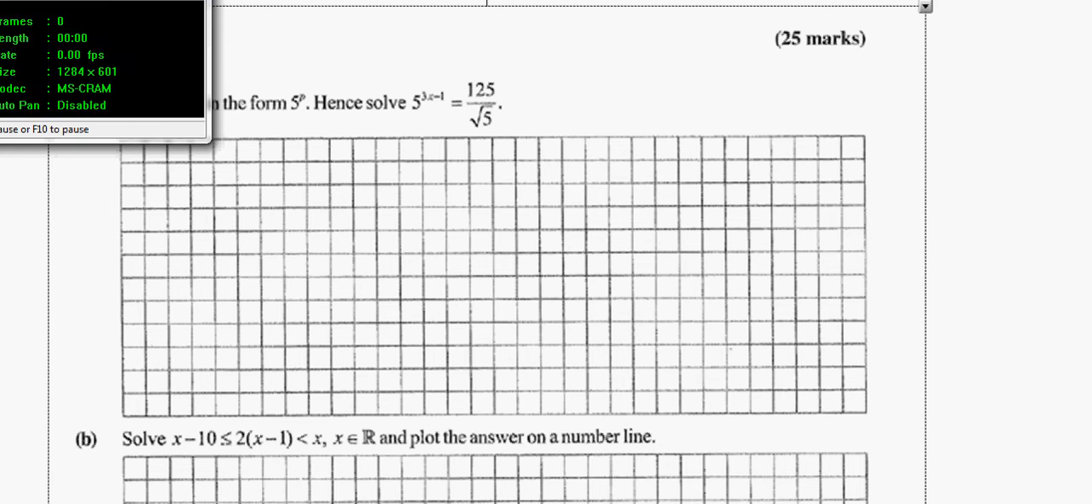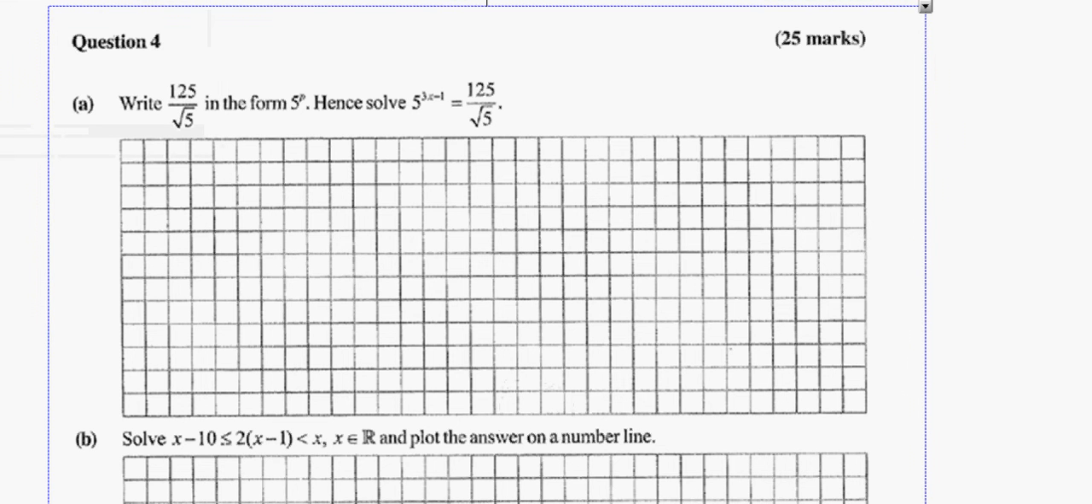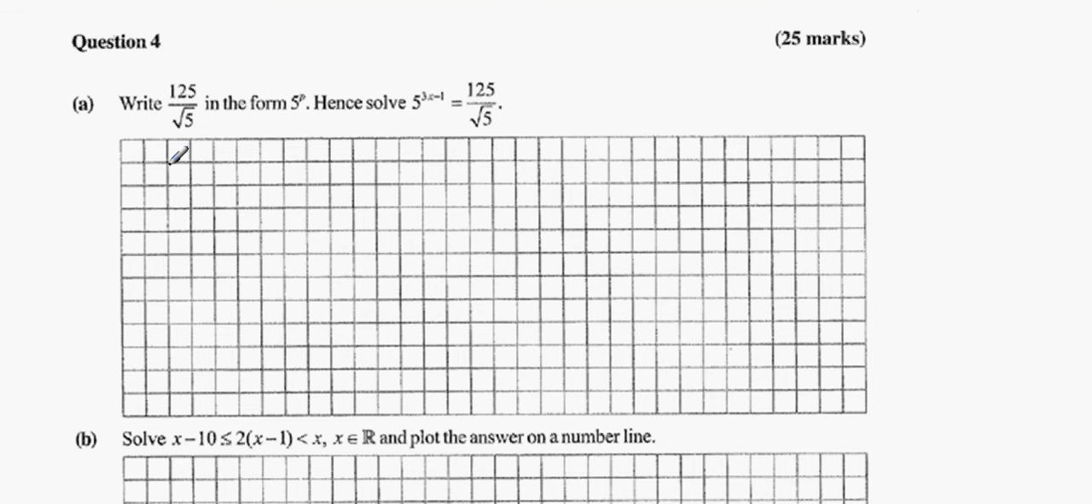This is question 4 on sample paper 3, paper 1. First we want you to write 125 divided by root 5 in the form 5 to the power of p.